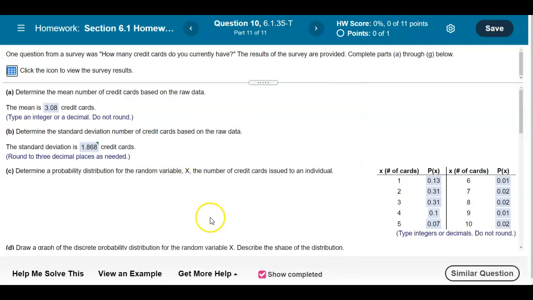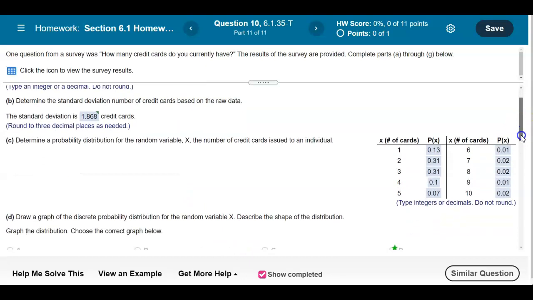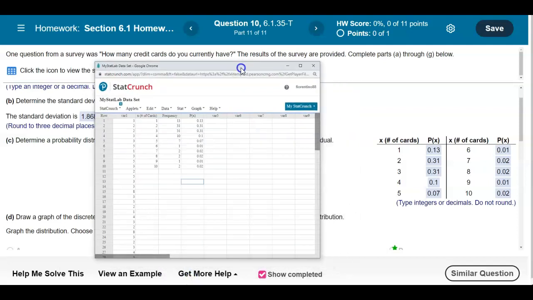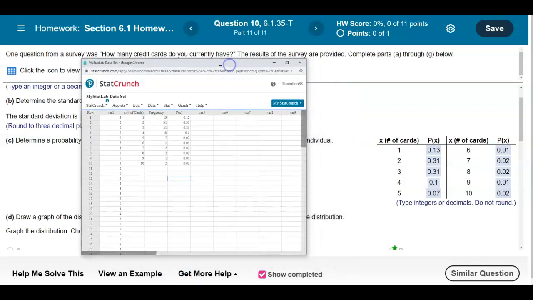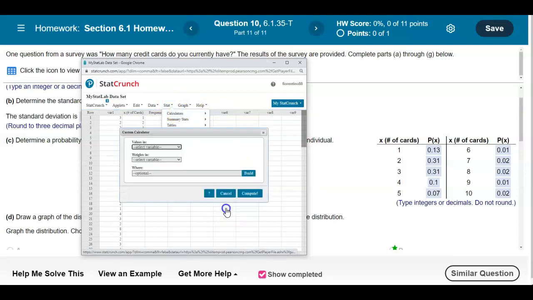Okay, now the next question they want us to do is draw a graph of the discrete probability distribution for the random variable x, and then describe the shape of the distribution. So we're going to go ahead and open this up in StatCrunch. In order to do that, we're going to go to Stat, and then we're going to go to Calculators, and we're going to go all the way down to where it says Custom.